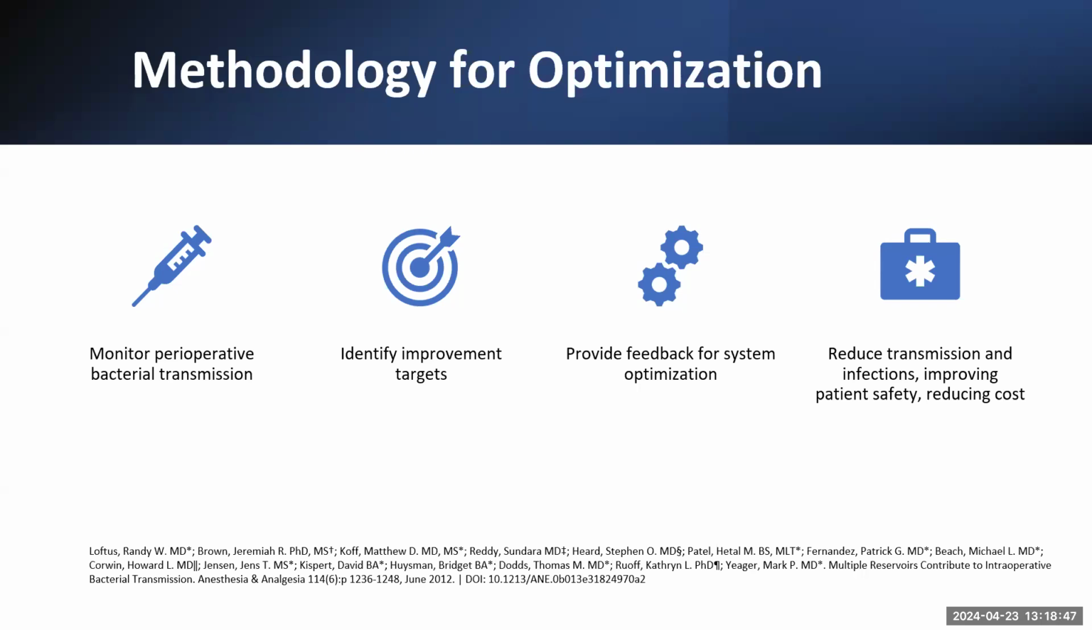So we monitor how those organisms move. We then, through understanding typical transmission pathways, identify improvement targets. Once we identify the improvement targets among the 4 basic preventive measures, we provide feedback for system optimization. And then we work with the hospital systems to achieve optimization so that they can eliminate movement or transmission of Staph aureus and other causative organisms of infection. And by eliminating that movement, infections will fall.